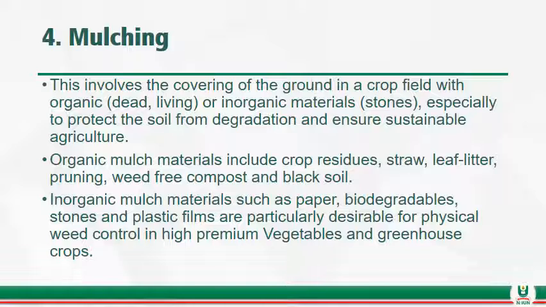Organic mulch materials, like I said, include straw, leaf litter, and weed-free compost, and inorganic mulch materials include your paper, stones, biodegradables, plastic and nylon, used to cover the soil and prevent weeds, for weed control in greenhouses. So this is what is usually done.